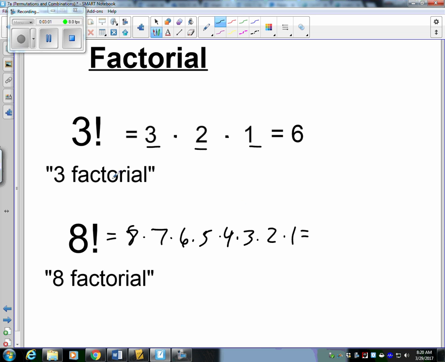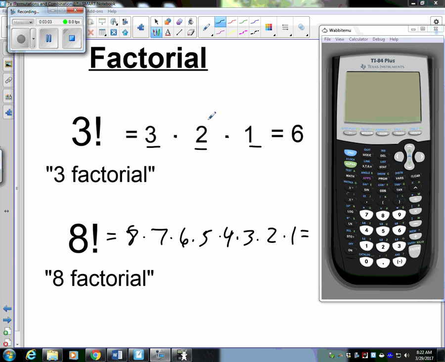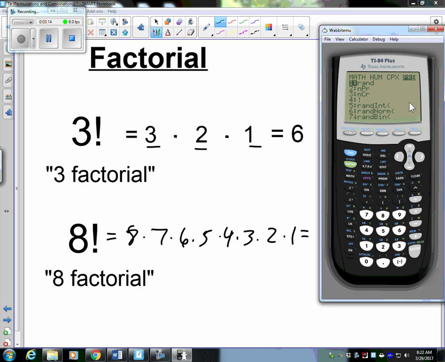You can also find this in the calculator. You can do 8 times 7 times 6 all the way down, or you hit 8, then the MATH key, over to PRB, so probability, and the exclamation point, enter, and there you go. So 8 factorial is 40,320.